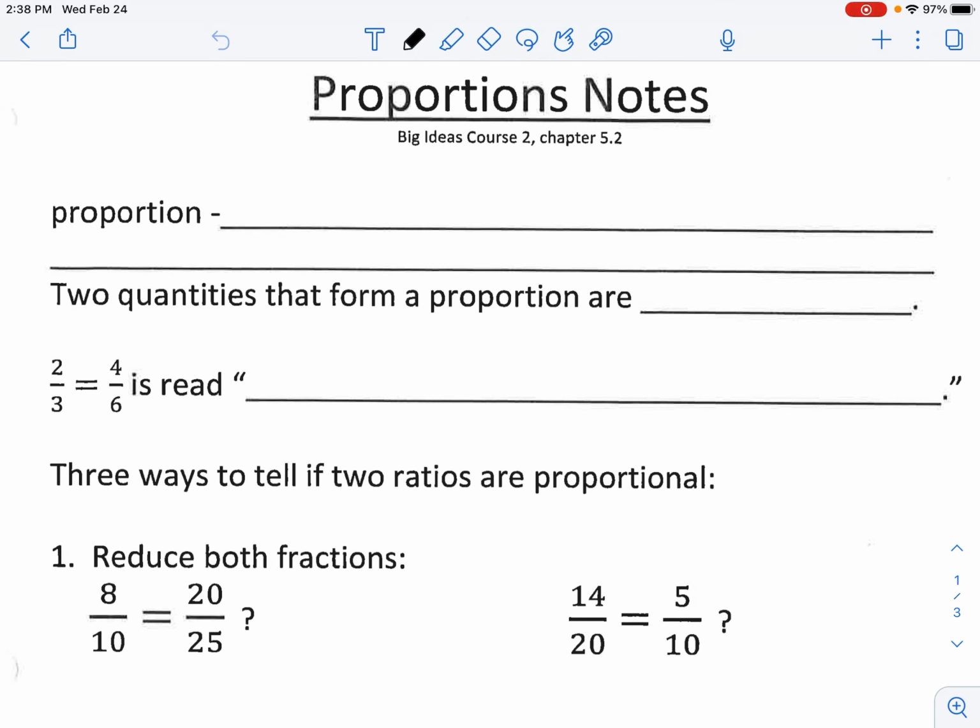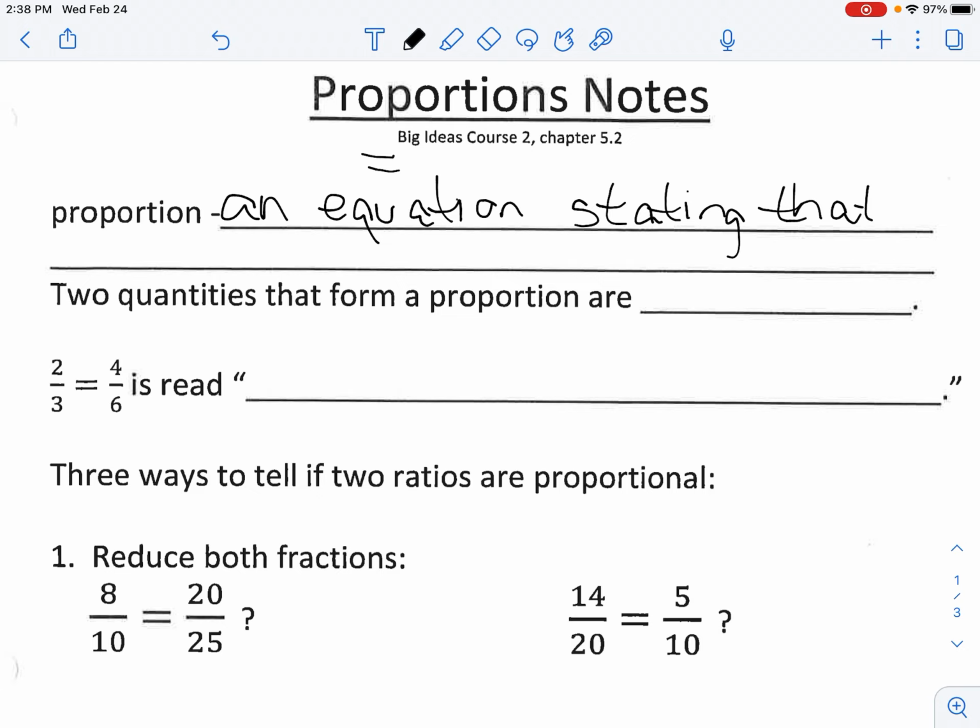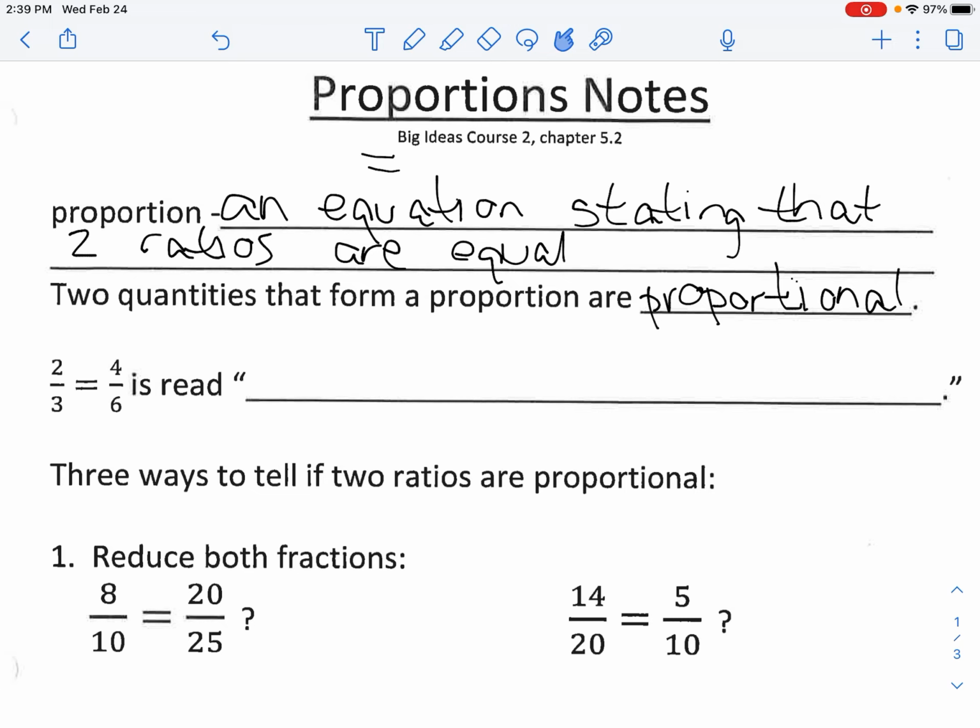Okay, so proportions. Definition: a proportion is an equation. So we know an equation has to have an equal sign in the middle. An equation stating that two ratios are equal. Two quantities that form a proportion are proportional. So that's what we're going to talk about today. How do we know if two ratios are proportional?